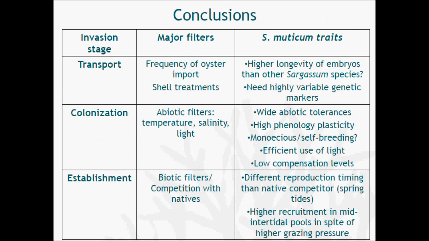Okay, so conclusions. Sorry, this was fast. So conclusions. What can we conclude about this Sargassum muticum's traits that make this plant so special to invade North America and Europe? Transport. The transport is related to the oyster. So, of course, these are the filters for the transport. Is there oyster import? How many oysters are imported? And are there shell treatments or not? In Europe, there are shell treatments for the oysters now that come from Japan that can reduce this transport.